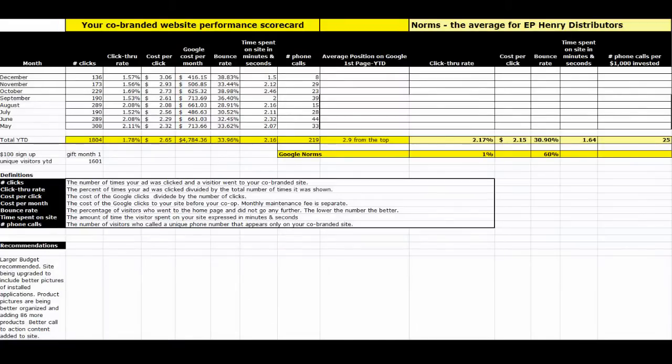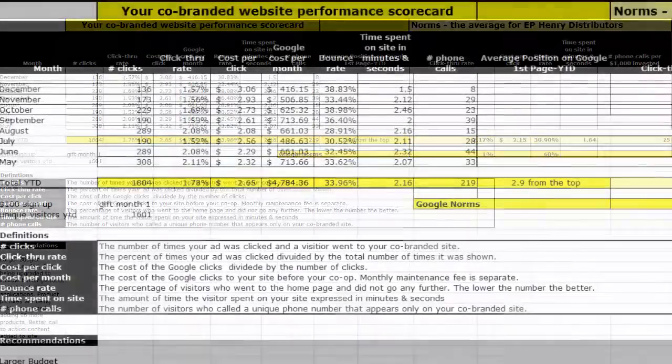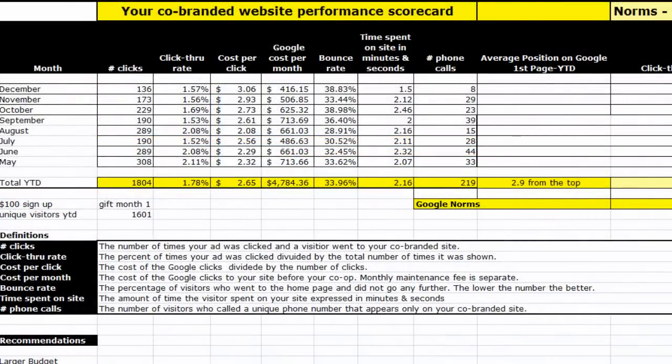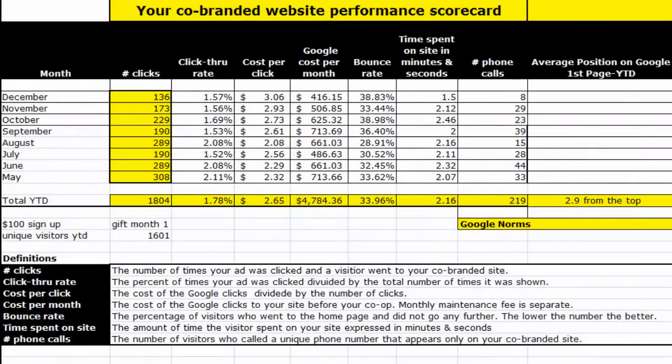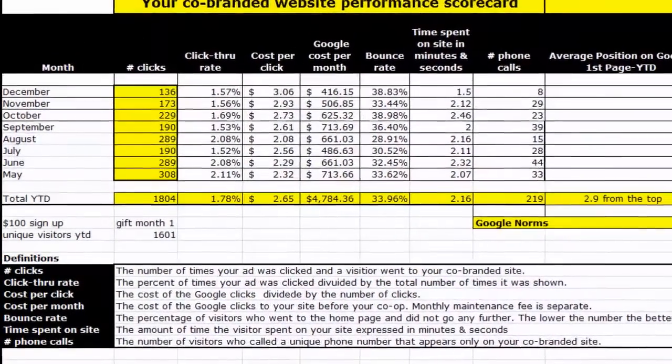This video is set up to explain the E.P. Henry co-branded reports for distributors. I will review each column and try to give a complete explanation of what every column means and what you should be looking for. Column number 1 is giving you the number of clicks per month.